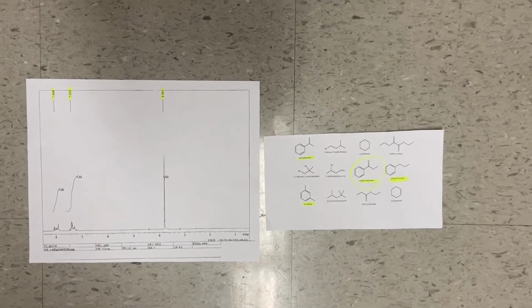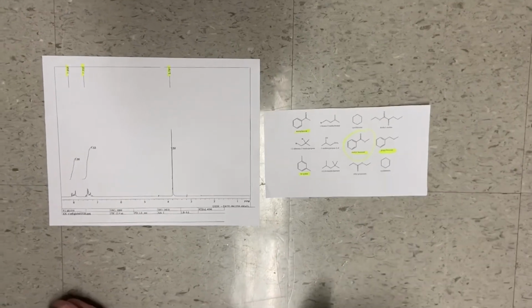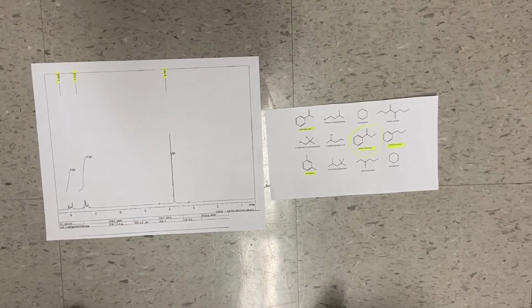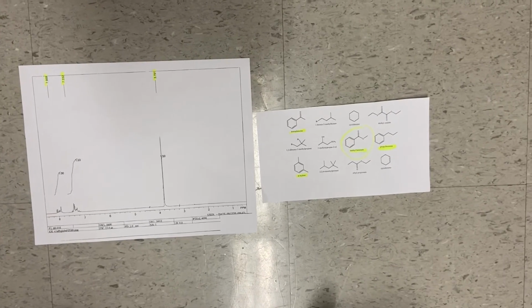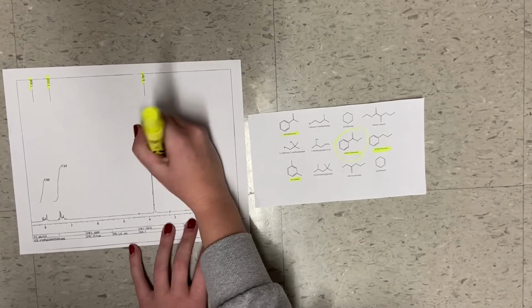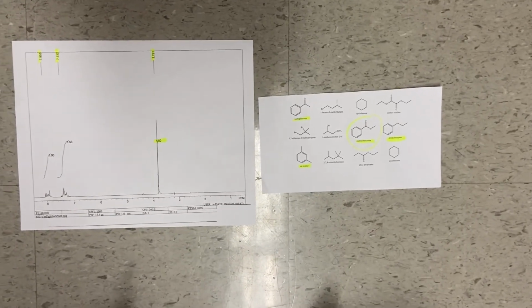The integration value on the peak at 3.791 ppm is an indication that the carbon adjacent to the electronegative atom has 3 hydrogens, which is present in methylbenzoate.